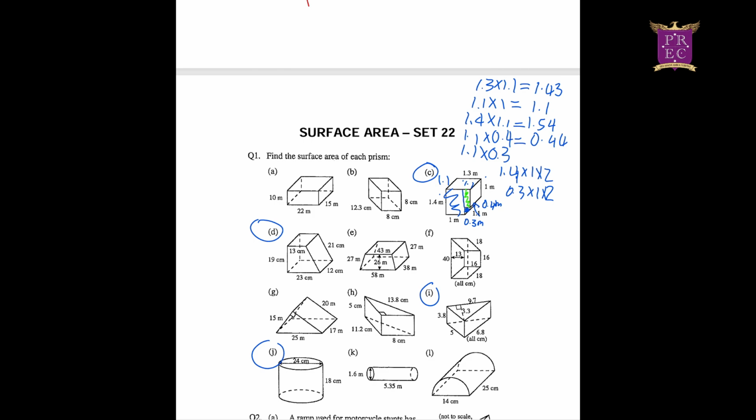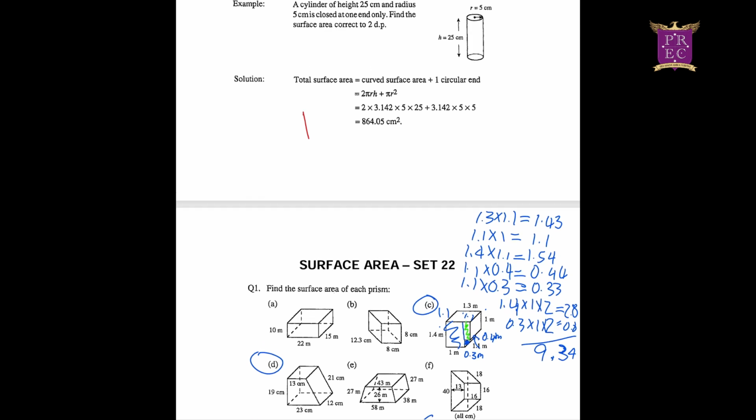Okay, so what's this one? 1.1 times 0.3, it's 11 times 3, but with 2 decimal places, which gives us 0.33. Now we've got 1.4 times 2, which is 2.8, and then we've got 0.3 times 2, which is 0.6. Now when we add all these up, this would give us, let's have a look, 4 over here, 3 goes over here, and 9 over here. Okay, it should give us 9.34.